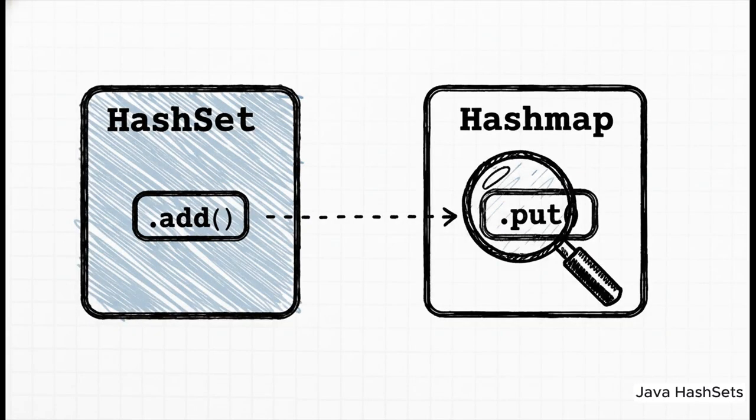And you don't have to take my word for it. The proof is right there in the source code. This one single line of code tells the entire story. When you call the .add method on your hash set, all it's doing behind the scenes is turning around and calling .put on its private internal HashMap. That's it. That's the whole trick.